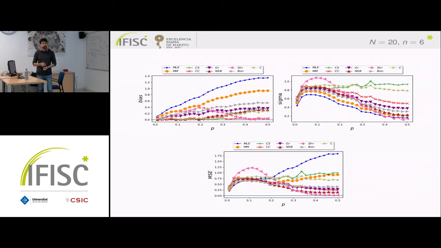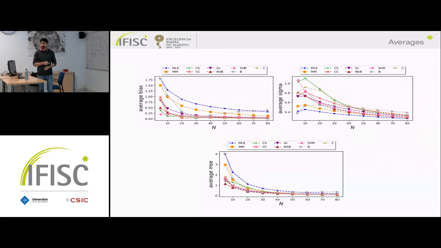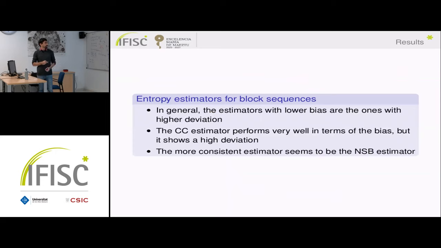Again, we wanted to see what happened when we changed the length of the sequences. So we calculated the average bias, average sigma, and average mean square error, and plotted them as functions of the sequence length. Again, it's the same kind of pattern, in the sense that the estimators with higher bias are the ones with lower sigma. Our estimator is good in terms of bias, but in terms of deviation, it's not very good. And in terms of average mean square error, there is maybe one clear winner, which is the brown one, the NSB estimator. This difference tends to be smaller as the length of the sequence increases. So here it's basically what I just said.